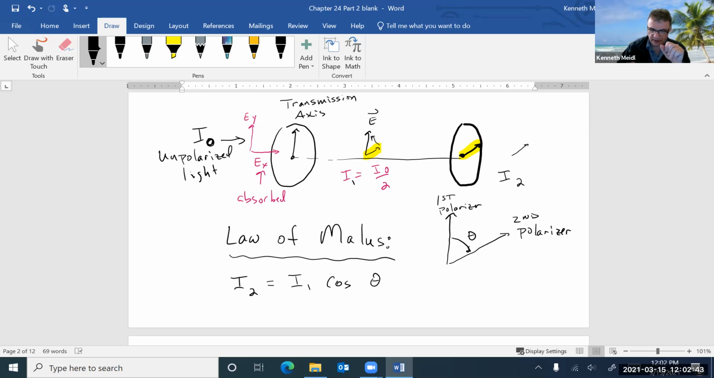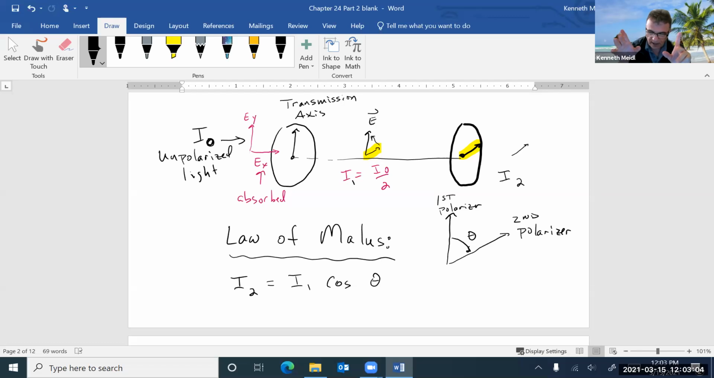So if the angle is 0, they line up. Cosine of 0 is 1, so intensity 1 and intensity 2 are the same. If they're at 90 degrees from each other, then the cosine of 90 is 0. Then intensity 2 is 0. There would be no light getting through that second polarizer.